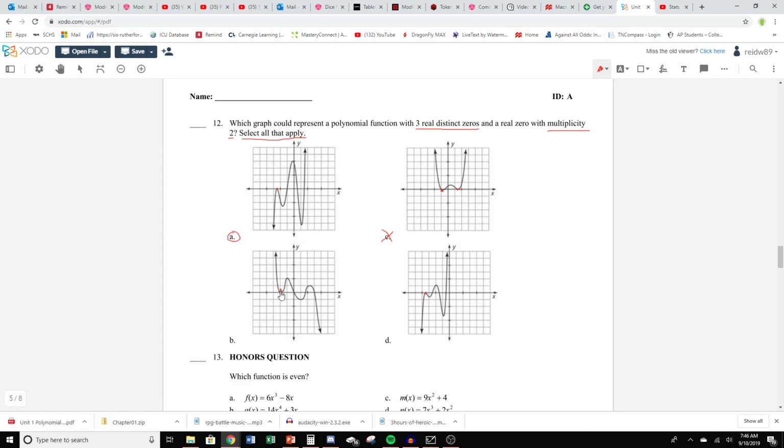Then we look at this one. Here's the multiplicity, and we have 1, 2, 3 zeros. So B is also true. Then we look at this last one, three distinct real zeros. So here's the multiplicity. 1, 2, 3. Yes. So the only one that didn't work was this one.